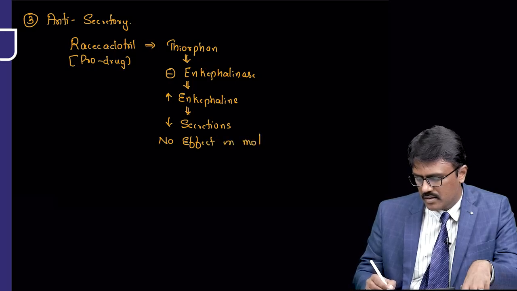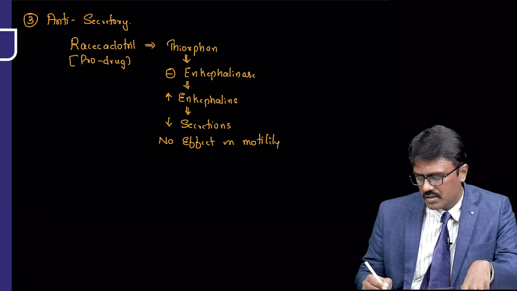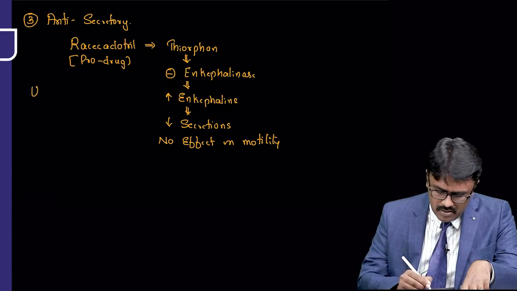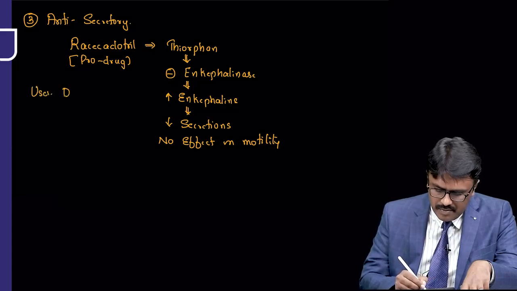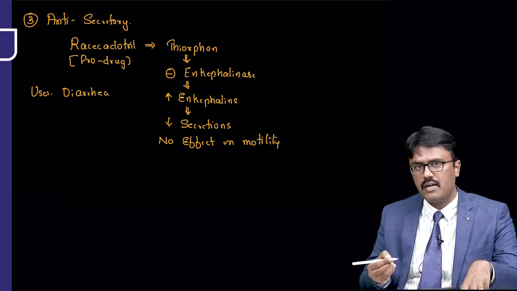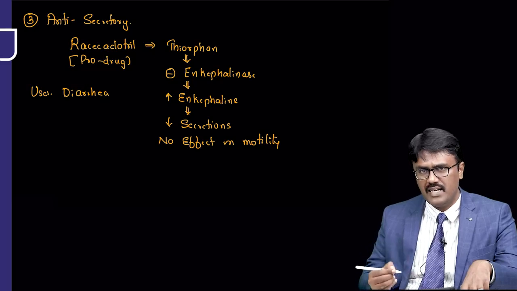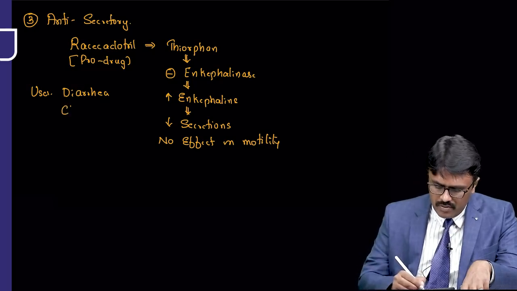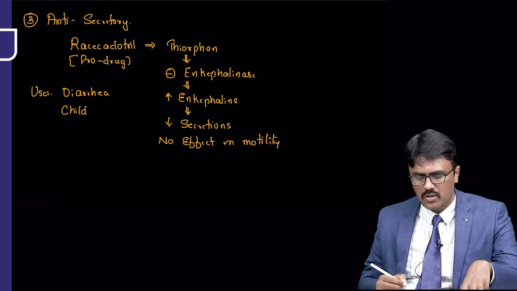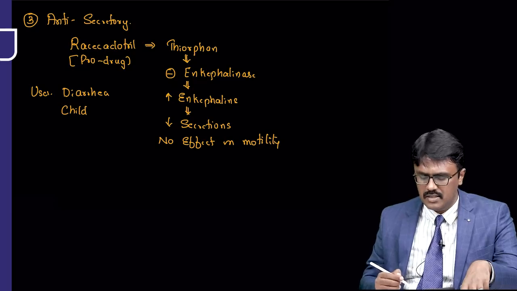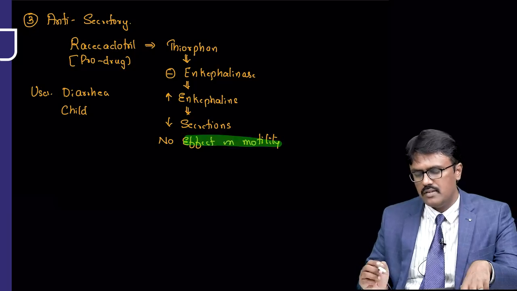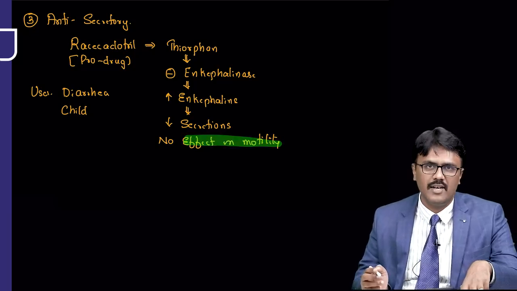That is the reason most pediatricians nowadays prefer racecadotril. You can use it in all kinds of diarrhea: infective, non-infective, secretory diarrhea. You can also use it in children less than 4 years. So the only difference between loperamide and this is that loperamide has an effect on motility, but this doesn't. That is racecadotril.